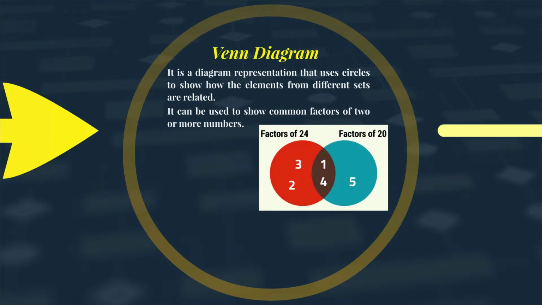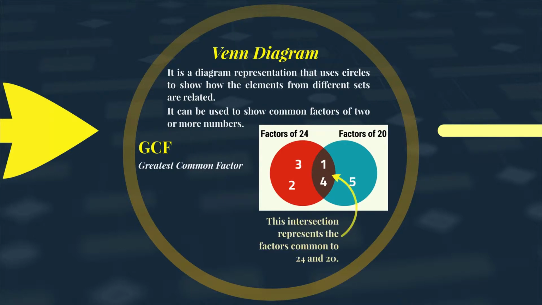Look at this diagram. This is an example of a Venn diagram showing the factors of 24 and 20. Now, let's get to the main lesson, the GCF, or the greatest common factor. Look at the Venn diagram again. This intersection represents the factors common to 24 and 20, right? This means that the common factors of 24 and 20 are 1 and 4.